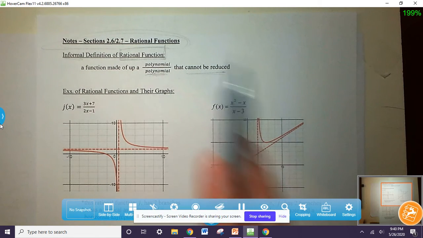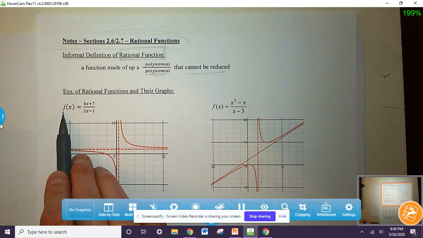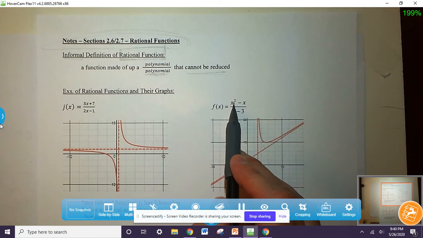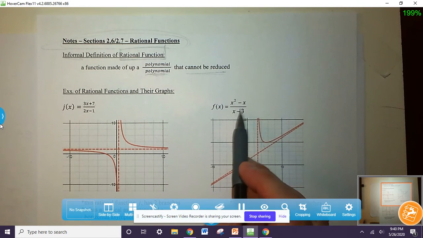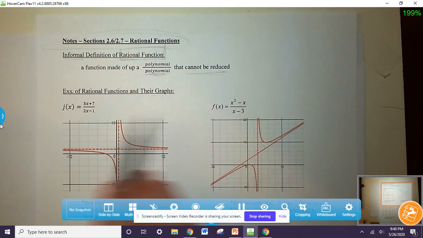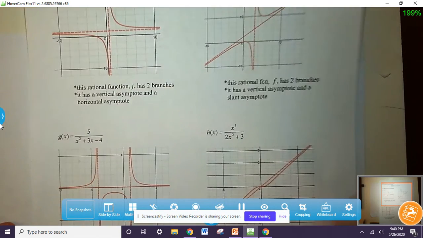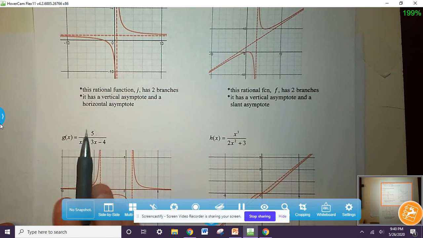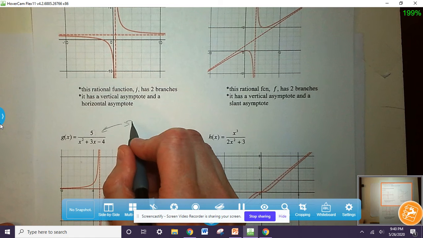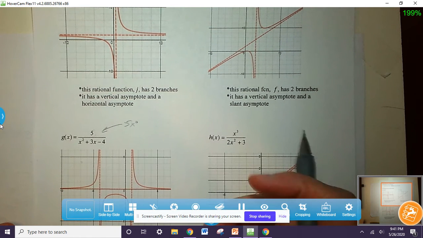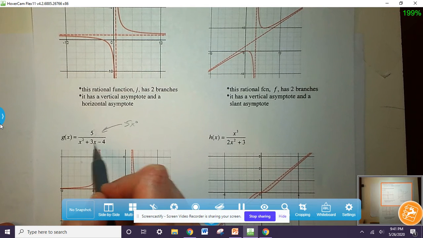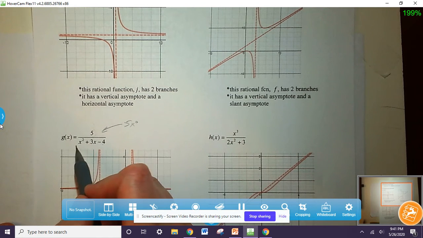Okay? So, for example, look at function j. That's a linear over linear. That's a polynomial over a polynomial. Look at function f. It's degree 2 over degree 1. It's a polynomial over a polynomial. And all of these so far have two terms. So look at function g. This is a rational function because 5 is a polynomial. It's degree 0. When you have just a constant, that's degree 0. So that's a constant polynomial over this quadratic trinomial. Quadratic because it's degree 2, trinomial for 3 terms.